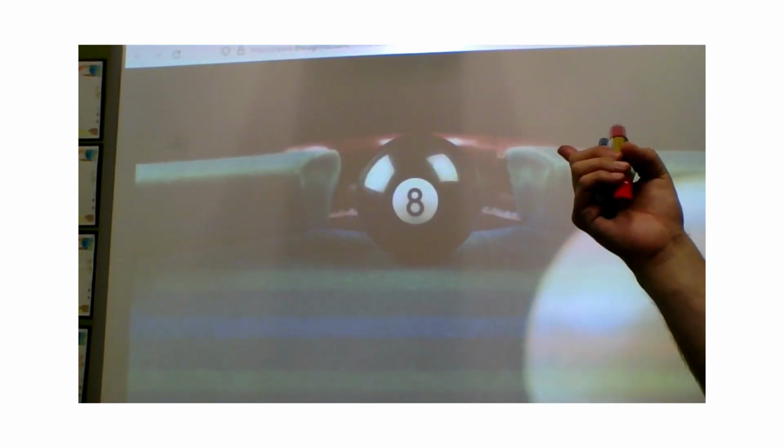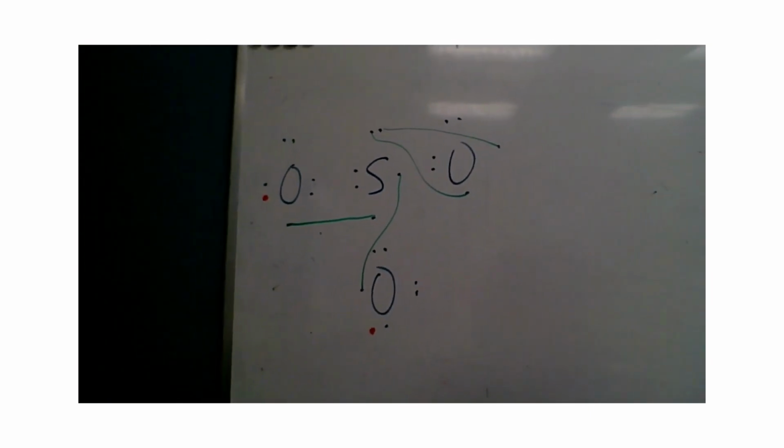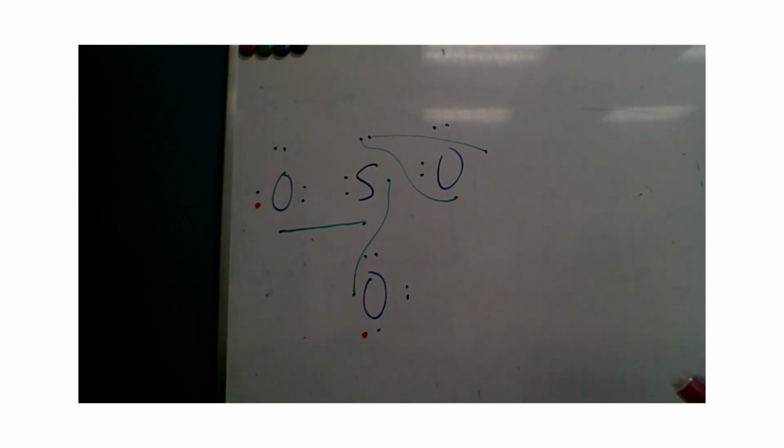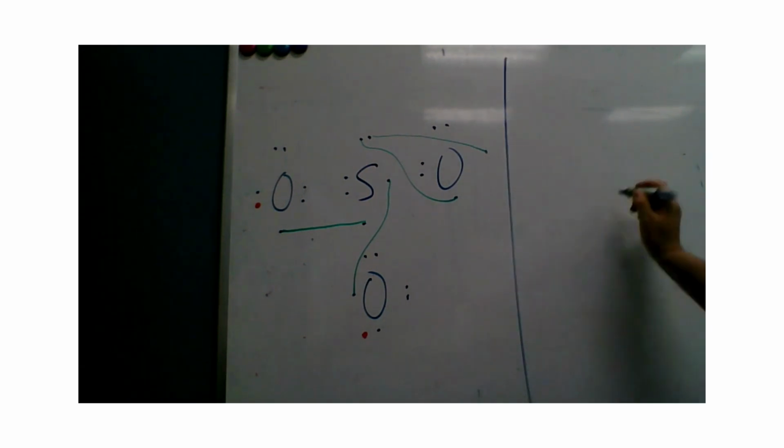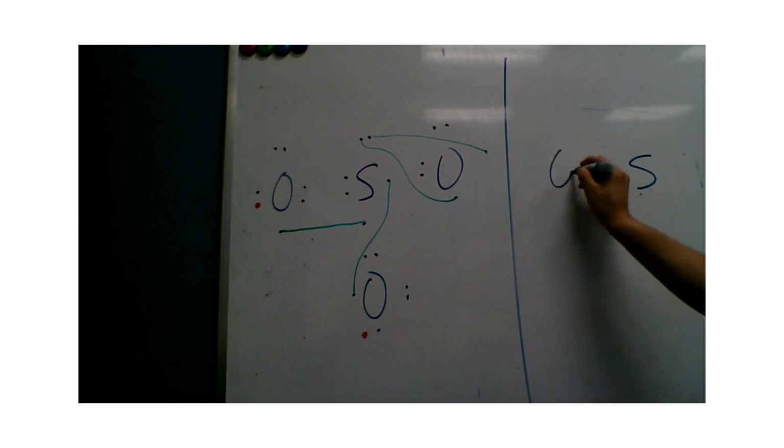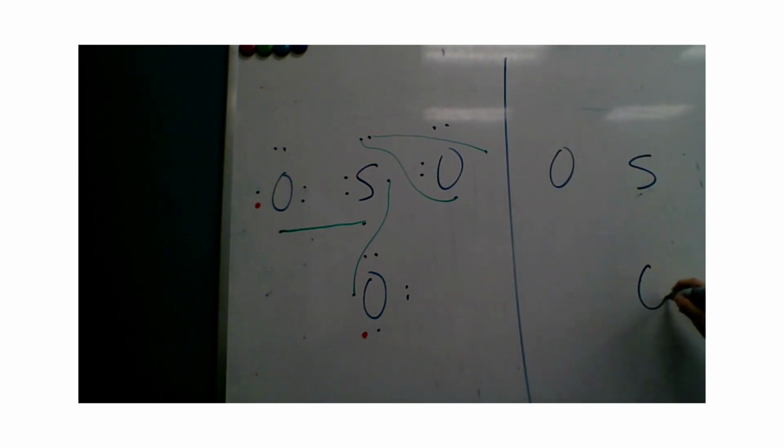Octet means 8. Most of our elements want to have 8 electrons around them, specifically in problems like this. Because we know we run into problems if we get more than 8 or less than 8. We're not talking about the smaller elements. Okay, so let's put sulfur in the middle. We'll keep the oxygens here.